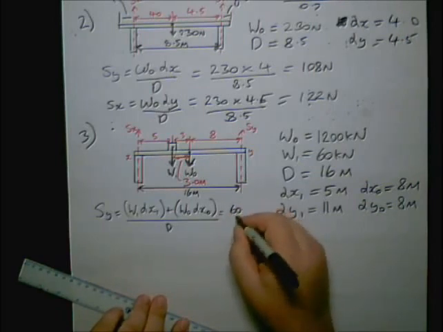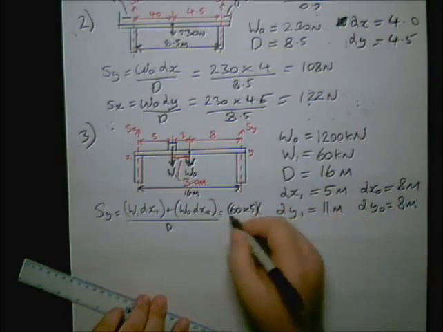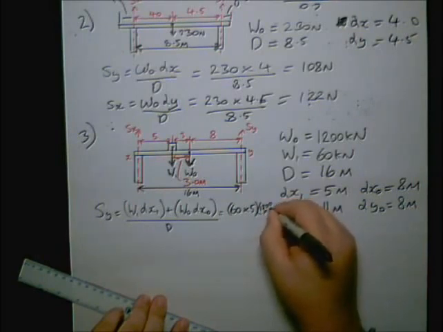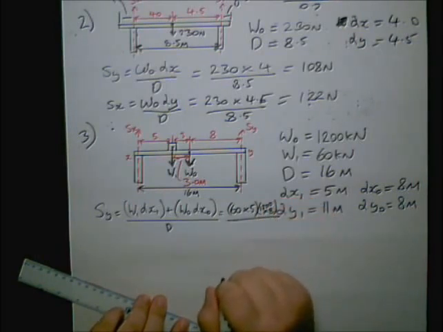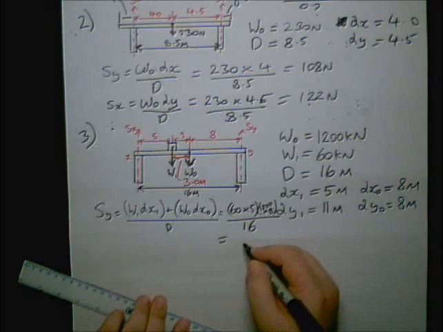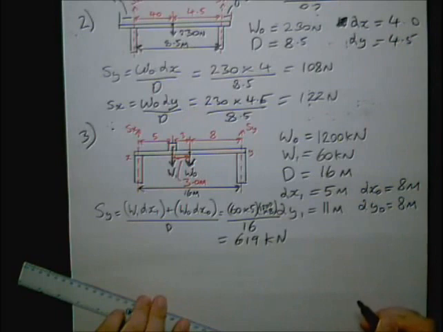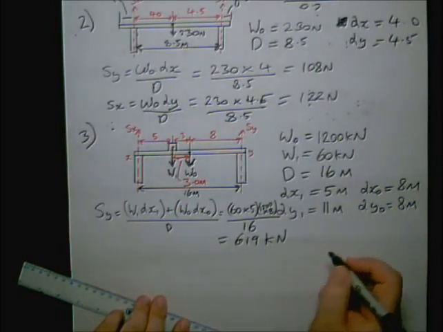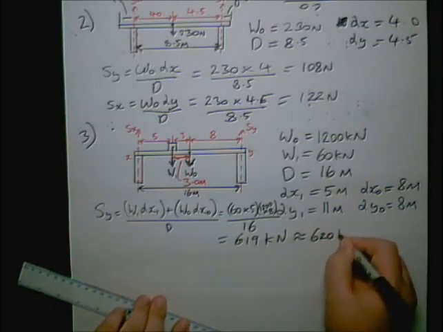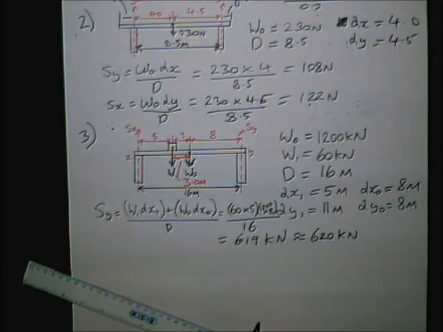We get 60 times 5 in the first brackets. In the second bracket we get 1200 times 8, over the distance between the two, which is 16, and when we calculate that we're going to get an answer of 619, and then remember to put the k back in, kilonewtons. And I wouldn't leave it in that sense. I would probably say that's 620 kilonewtons. When you're talking about kilo, then you would go to about 2 significant figures, something like that.